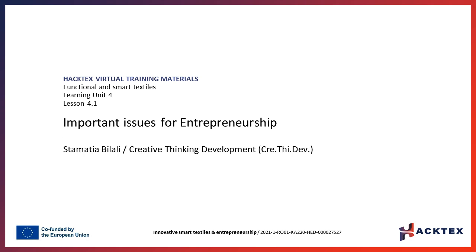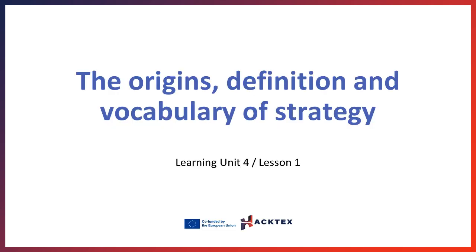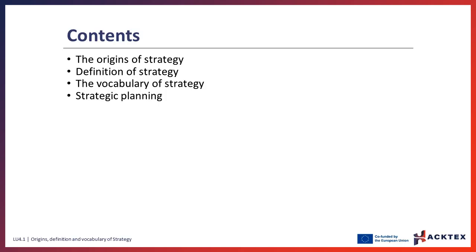In this unit, the topic is about some of the main entities of entrepreneurship as an entry level to the concept. Lesson 4.1 covers the origins, definition, and vocabulary of strategy. In this lesson, we will talk about the origins of the strategy, the main action taken in entrepreneurship, elaborate its definition, and present its main vocabulary. We will also explain strategic planning.